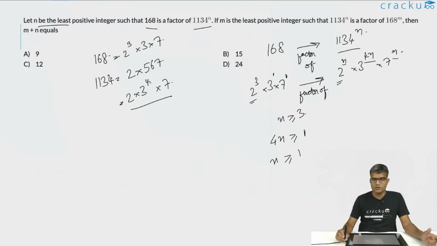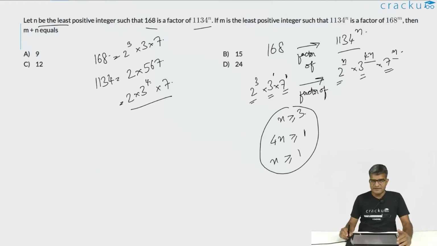That is, 2 cube has to be less than or equal to 2 to the power n. 3 to the power 1 has to be less than or equal to 3 to the power 4n. 7 to the power 1 has to be less than or equal to 7 to the power n. All 3 of them have to be satisfied, and they will be satisfied essentially if n is greater than or equal to 3. And because n is the smallest integer for which this is satisfied, the value of n is equal to 3.